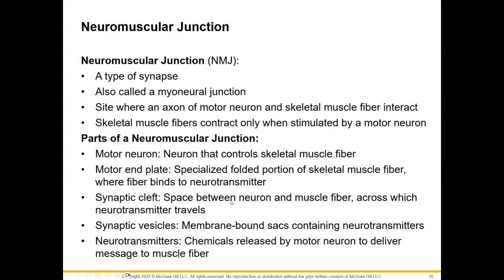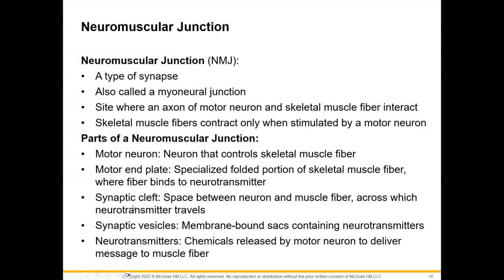Now, look in more detail at the parts of the neuromuscular junction. You have the motor neuron. This is a neuron that controls skeletal muscle fibers. Then you have a motor end plate. This is a specialized folded portion of the skeletal muscle fiber where the fiber binds to a chemical called the neurotransmitter. And it's that chemical being sent from the nervous system which ultimately causes the contraction of the muscle.